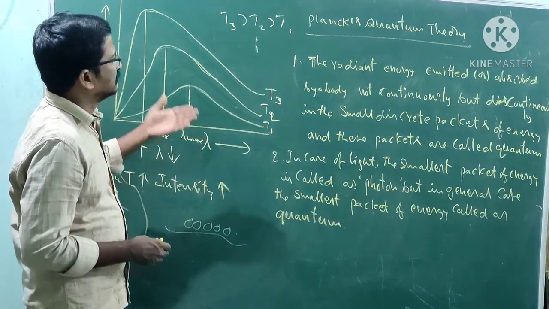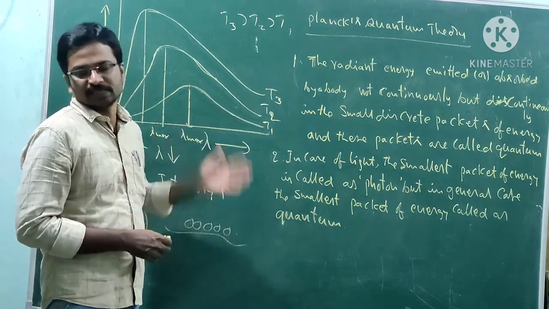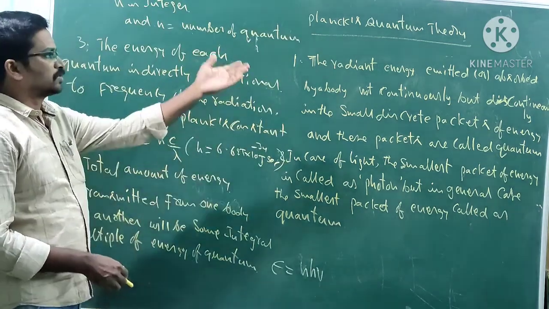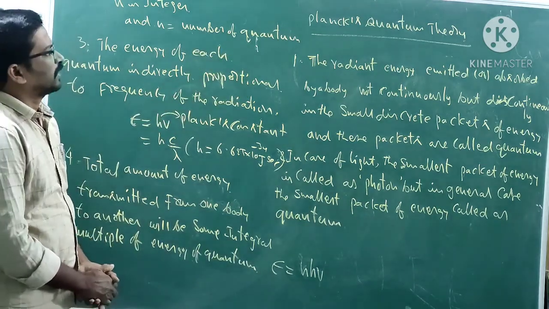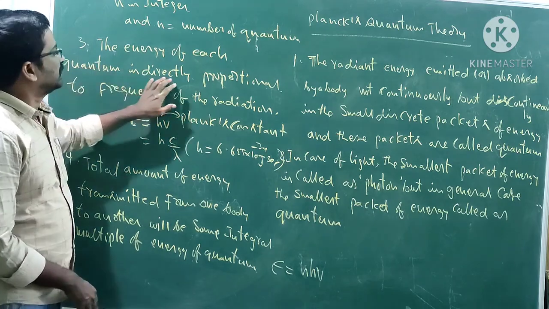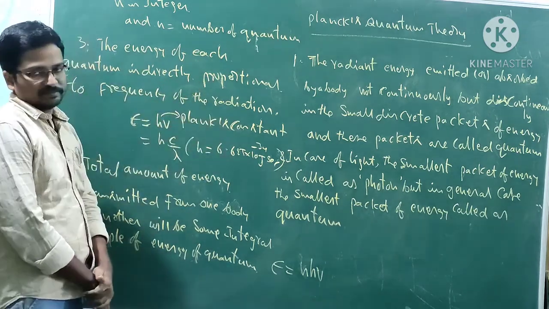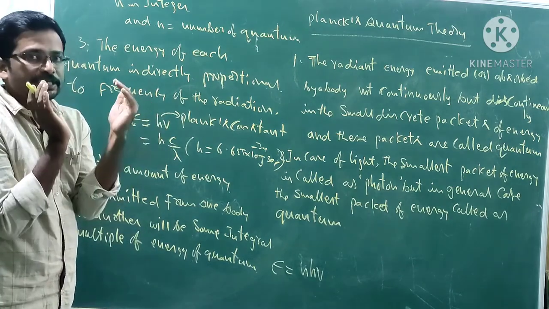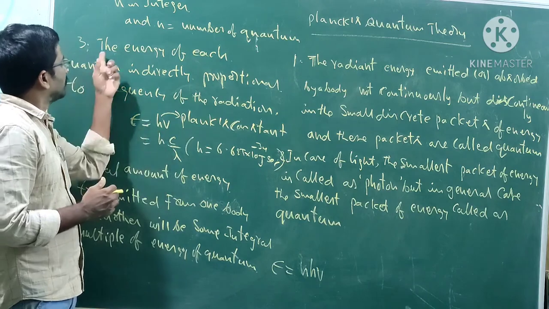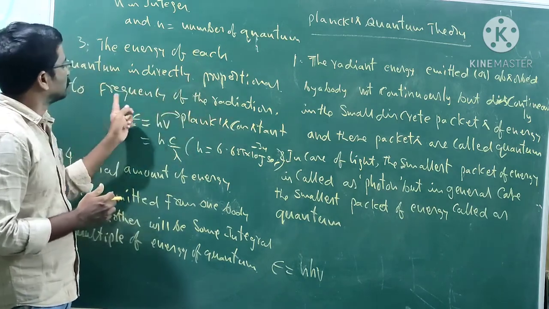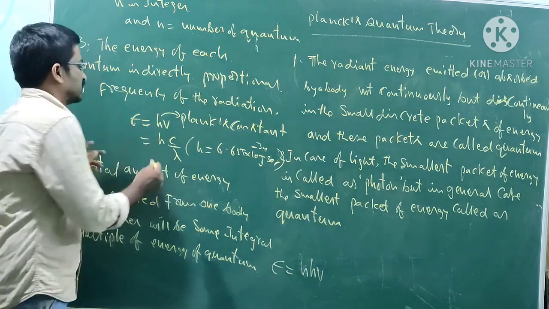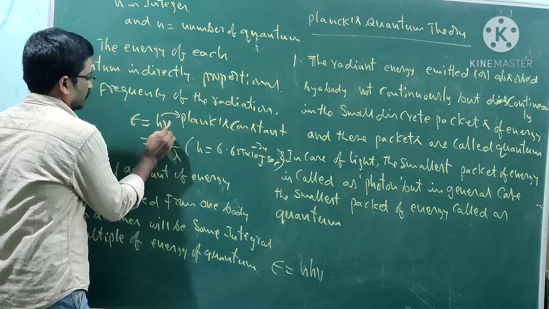After understanding these two points, Planck's quantum theory has another two points. The energy of each quantum, each packet, is directly proportional to the frequency of the radiation. Frequency is known as nu.